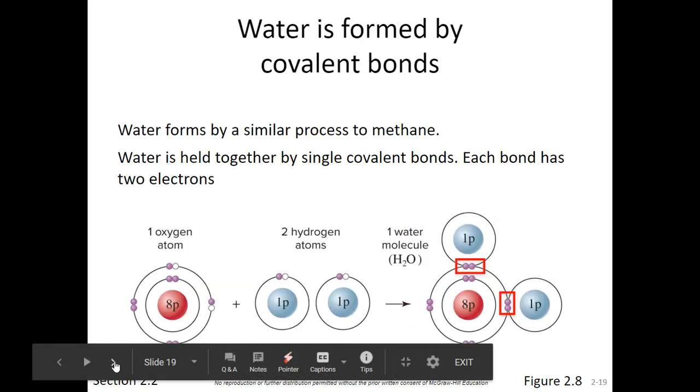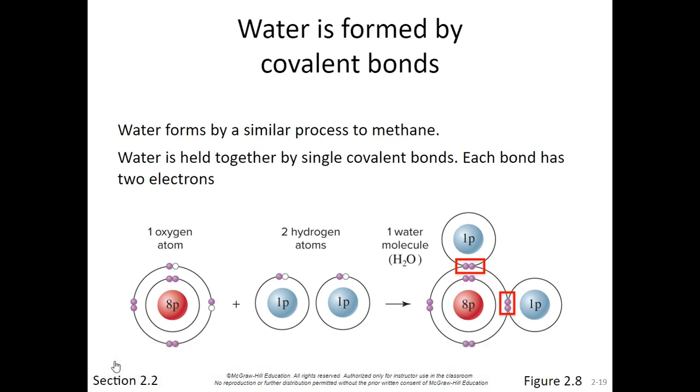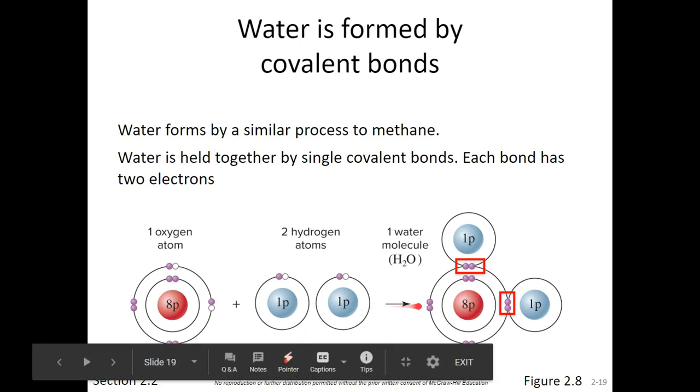Water is formed by covalent bonding. Water is a very important topic for this chapter, and it is formed similarly to before. You can see one oxygen, which has two vacancies, and hydrogen has one vacancy each. So by sharing, a molecule of water is formed, H2O.